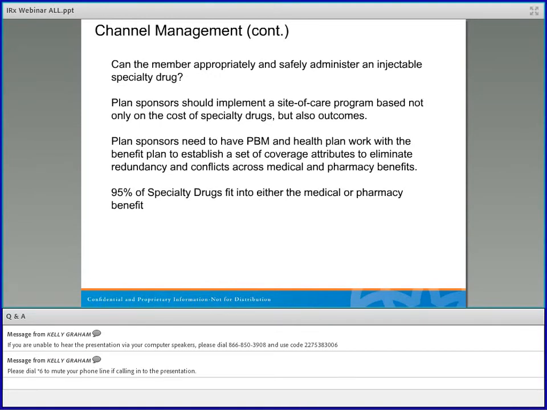But I think the key is working together with your health plan as well as the PBM to make sure that they are working in coordination for you, to make sure that whatever specialty drug is being administered to your member is appropriate.